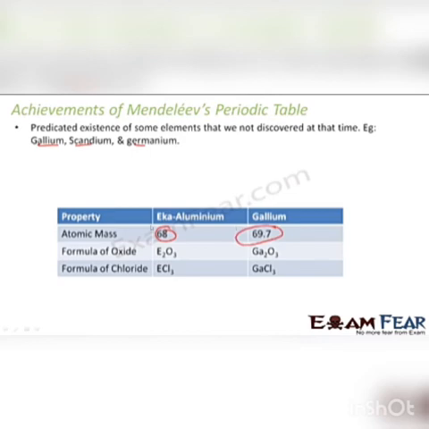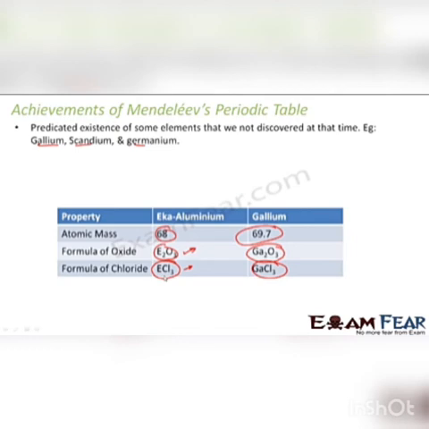And he also guessed the formula of oxides and chlorides. If you see, he guessed that this particular element will have a formula of E2O3 based on his periodic table, and that's what it was. He also guessed the formula of its chloride to be ECl3, and we found that gallium also follows the same suit. So he guessed the existence of some elements which were not discovered at the time.